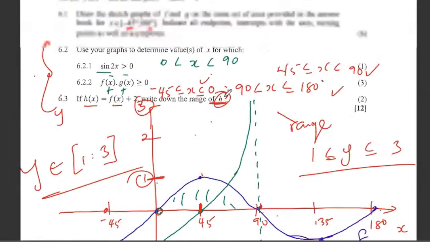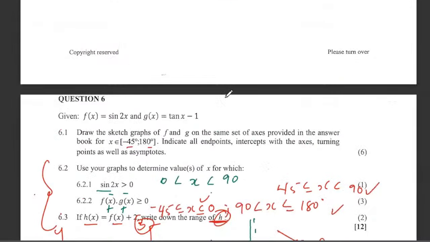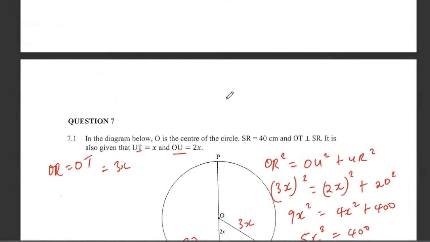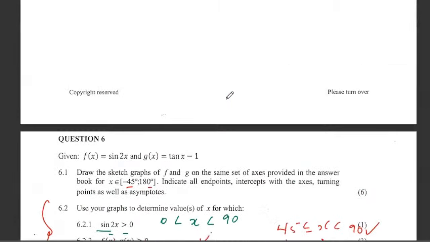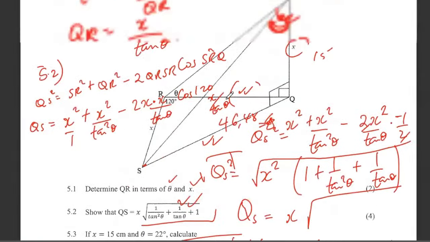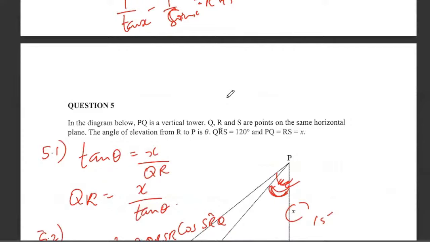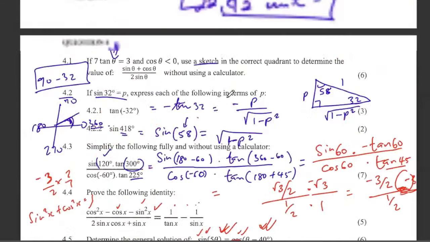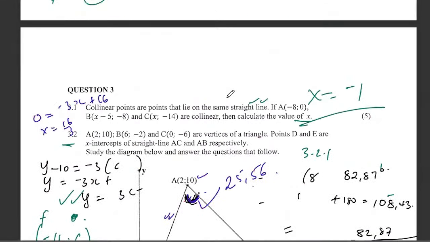Then we also have the trig and the graphs. We saw that part, the trig rules: the sine rule, the cosine rule, and so on. So just know the sine rule, area rule, as well as the cosine rule. And then the rest will be just history.